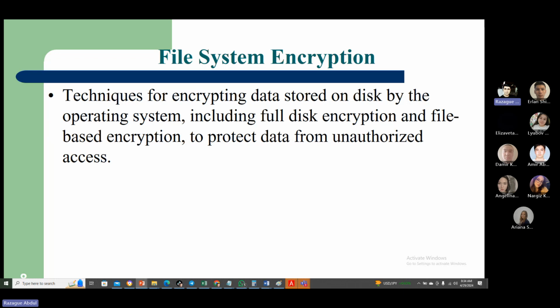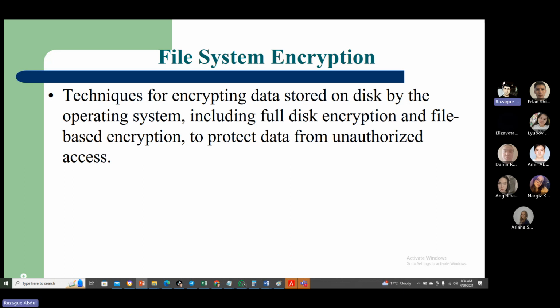So in the digital age, protecting sensitive information against unauthorized access is a paramount concern for individuals and organizations alike. File system encryption is a critical security measure that involves encrypting data stored on a disk by the operating system. This encryption can be applied through various methods, including full disk encryption and file-based encryption, each serving to safeguard data by rendering it unreadable without the correct decryption keys.